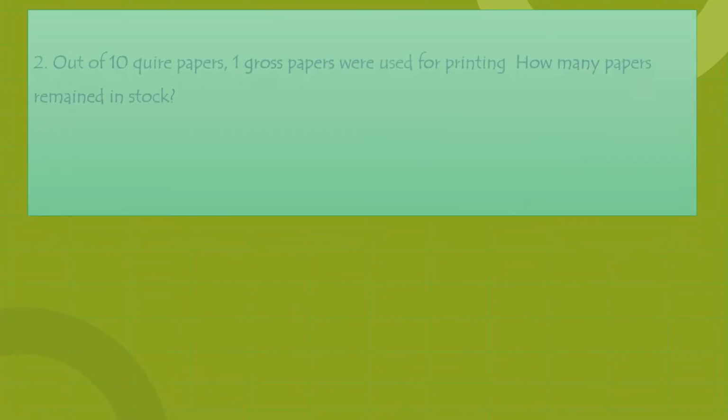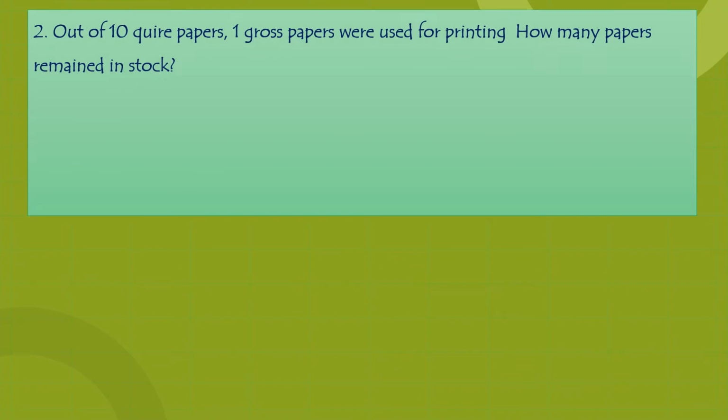Next question. Out of 10 quire papers, 1 gross paper were used for printing. How many papers remained in stock? Now, you have to know what is 1 gross and what is 10 quire of paper. How many papers are there in 10 quire? How many papers are there in 1 gross? So, that way, if you remember that, you will be able to solve the sum.